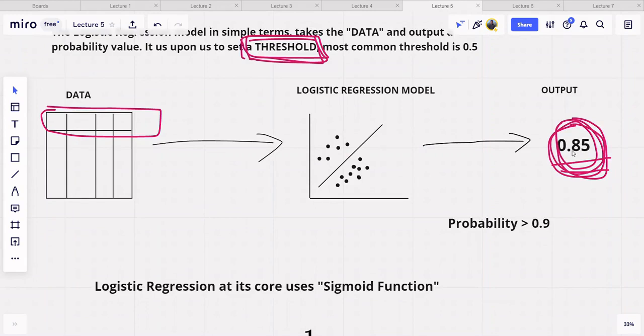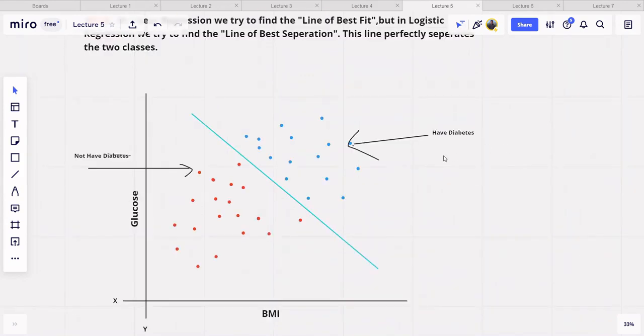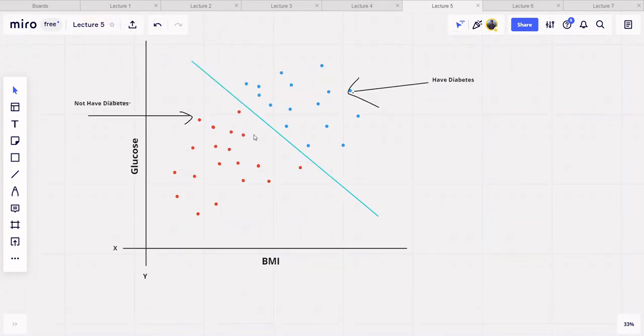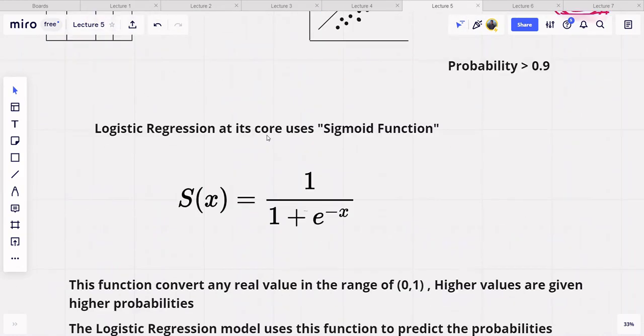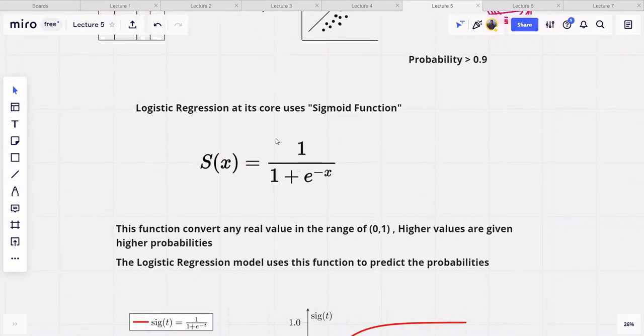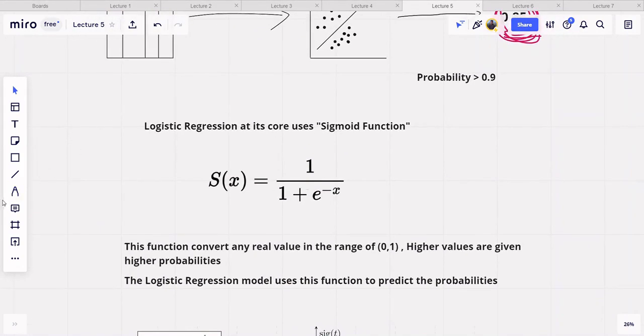Now, how does the model assign the probability here? As I said, logistic regression trains and finds the most optimal line of separation here. This line of separation is at the core found using something called a sigmoid function. The sigmoid function is at the core of logistic regression. This function decides the probability.